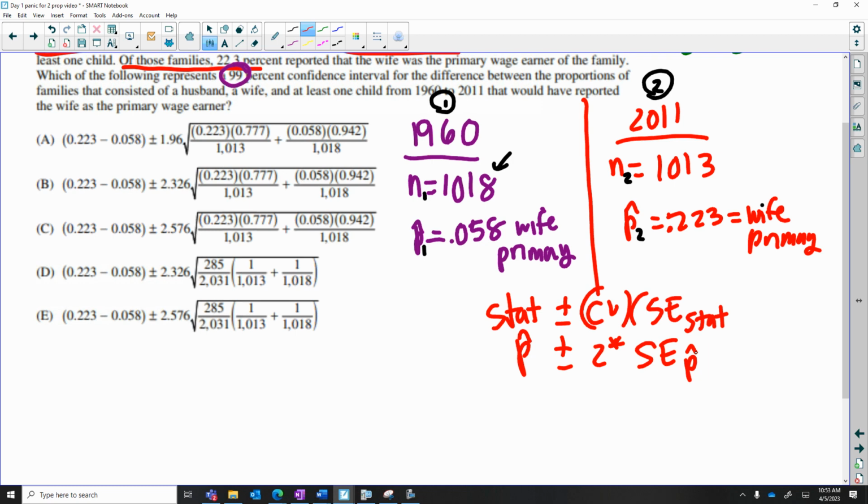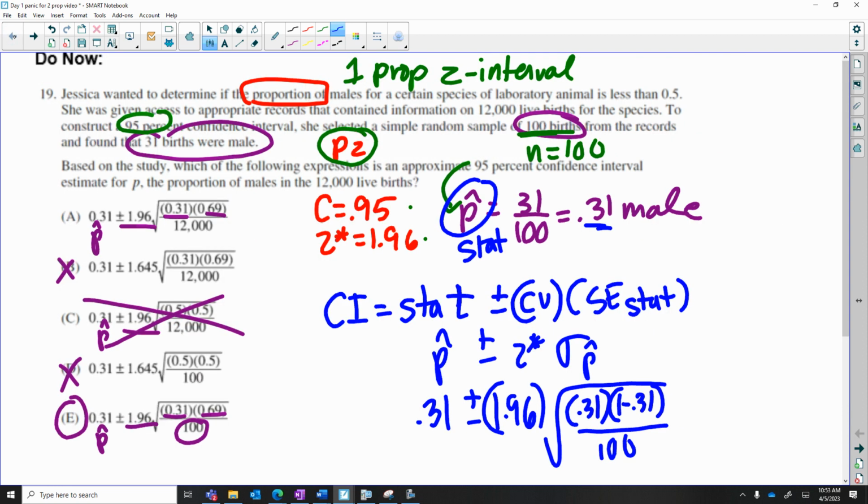Now it's just going to be 2 p hats. So it's going to be p hat 1 minus p hat 2 in place of that 1 p hat, plus or minus z star is still going to be z star. And now the standard error of p hat is going to change. If you remember in the last question, the standard error of p hat was the square root of p times 1 minus p over n, but we used p hat, so it became the standard error.